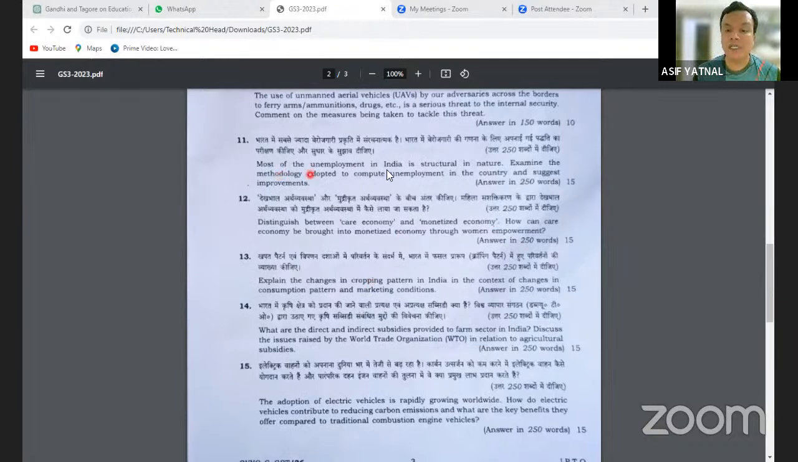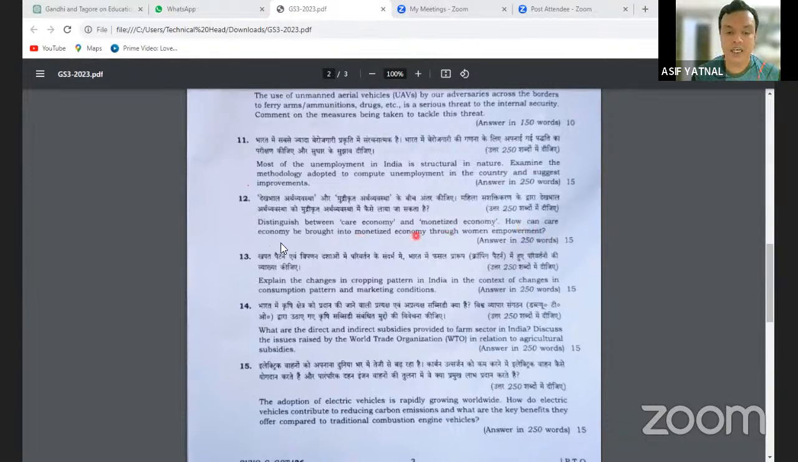Most of the unemployment in India is structural in nature. Examine the methodology which has been adopted to compute unemployment. इंडिया में अनएम्प्लॉयमेंट को कंप्यूट करने के लिए जो मेथोडोलॉजी इस्तेमाल की जाती है उसको एग्जामिन करना था. And suggest the improvements in the methodology of computing the unemployment in India. क्लियर?